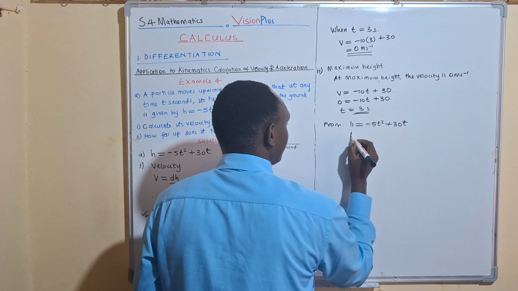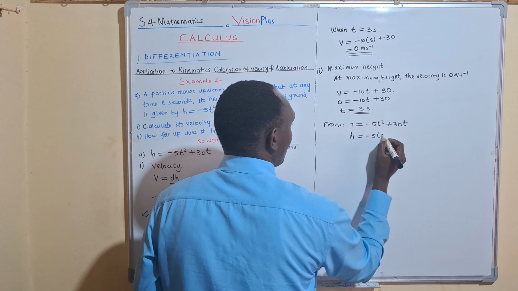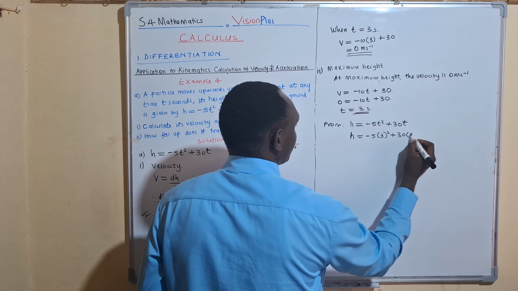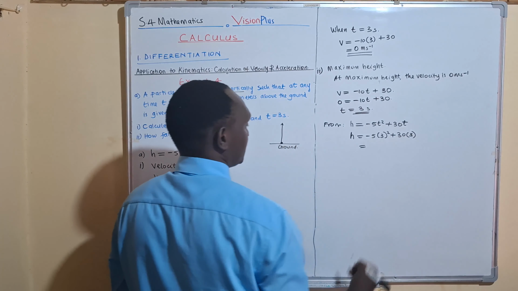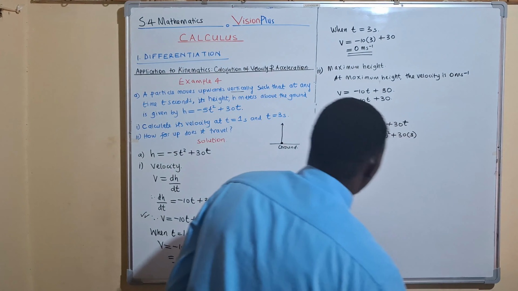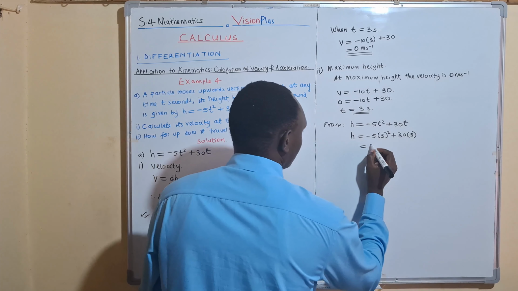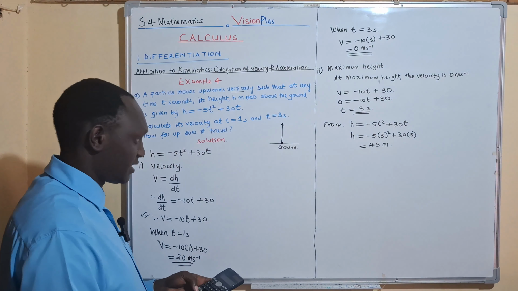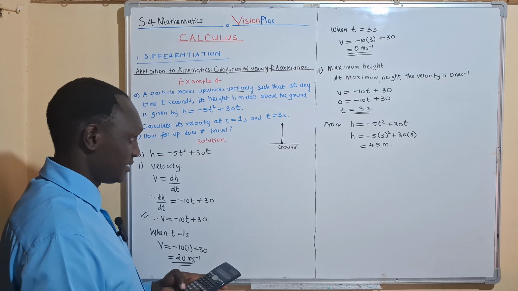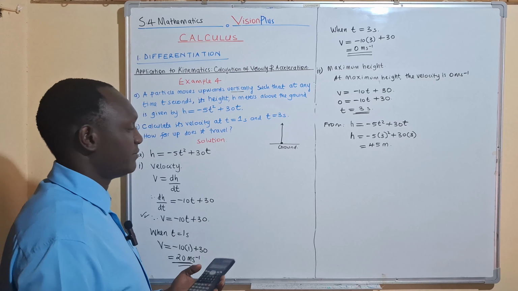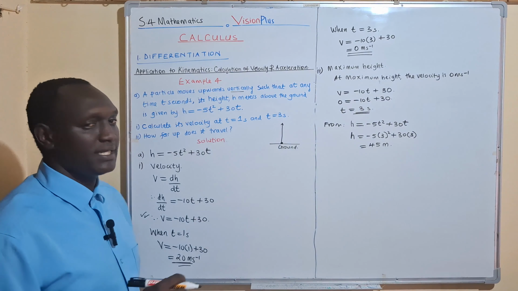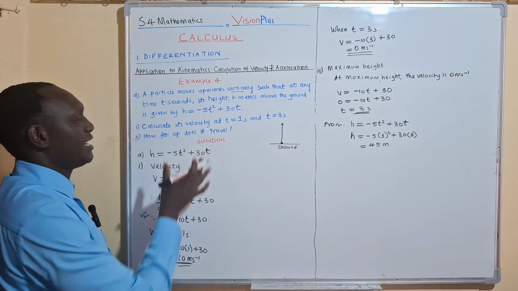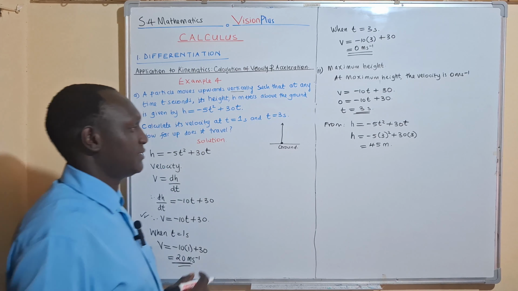So here we shall have h equals negative 5 times t squared, where t is 3, plus 30 times t, where t is also 3. Then we find that 9 times negative 5 is negative 45, plus 90, I'm getting 45 by simple assessment. 45 meters. That is negative 5 times 3 squared plus 30 times 3. 45 meters. So 45 meters is the maximum height, and that gives us how far the particle moves upwards.